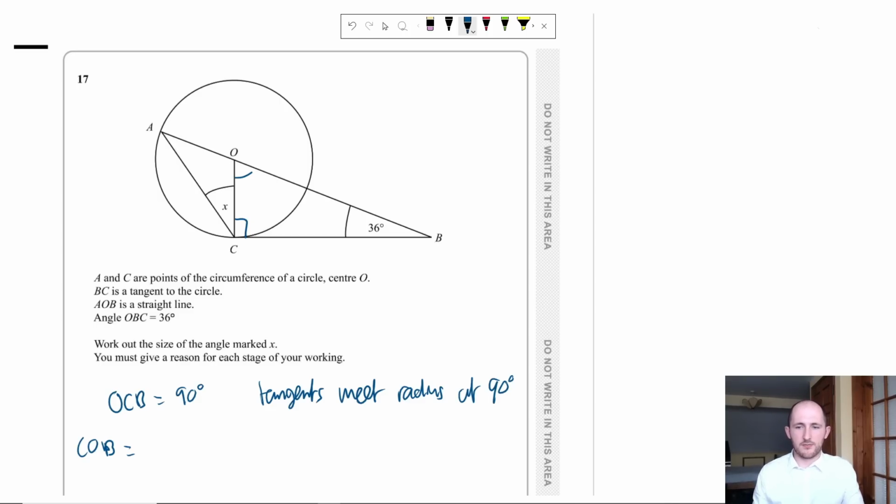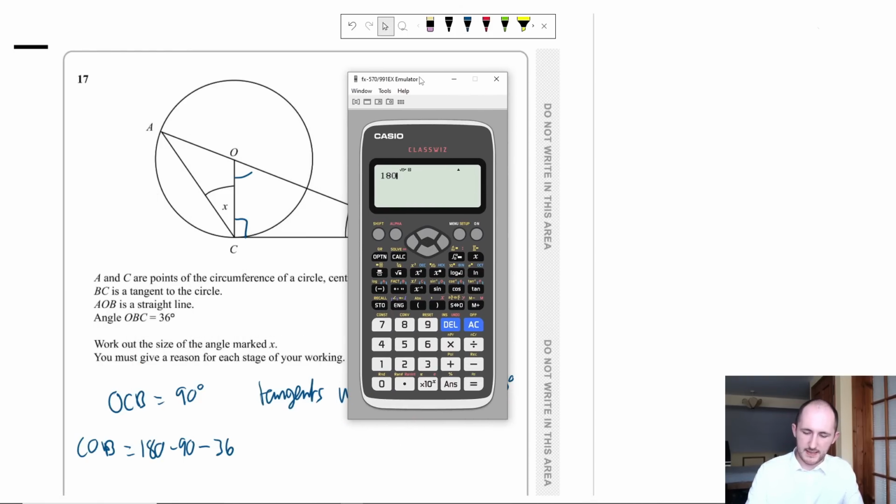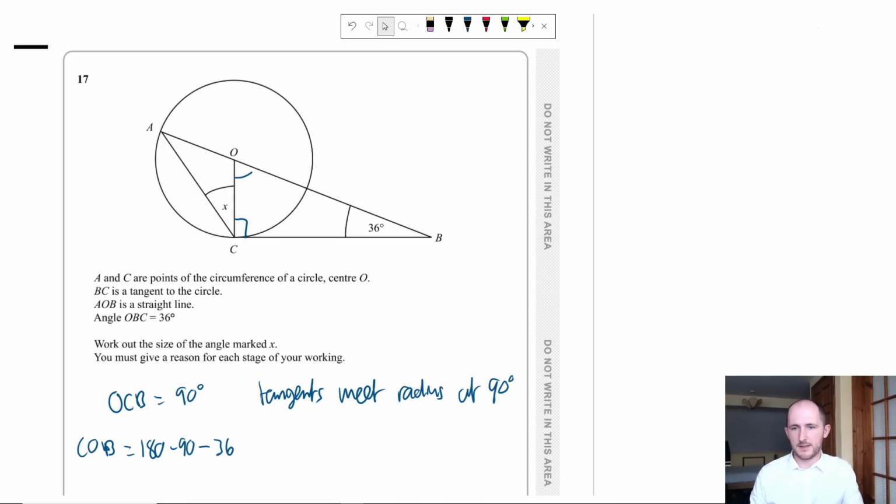So for this reason, I'm actually going to write a reason for every single step, even though you don't technically have to. You normally only get marks for 2 reasons. Right, so all we need to do is do 180 minus the 90 minus 36. So again, let's be lazy. 180 minus 90 minus 36 gives me 54 degrees. So this angle here is 54.